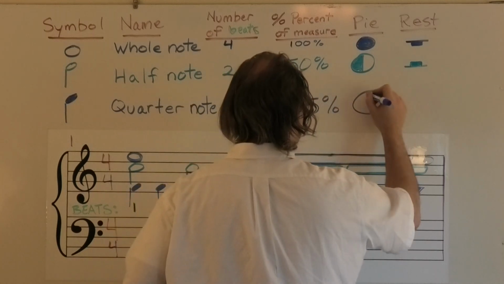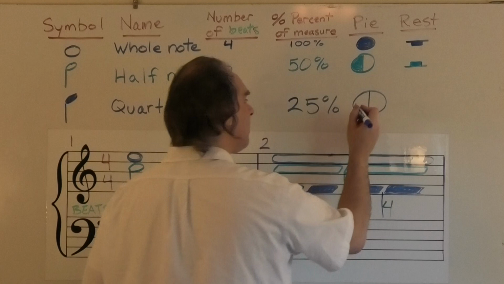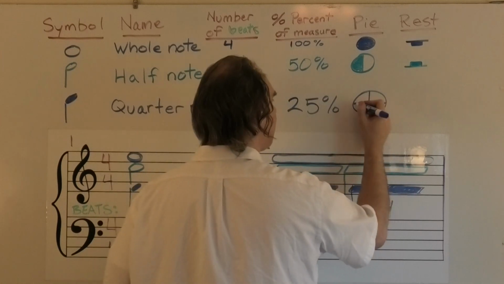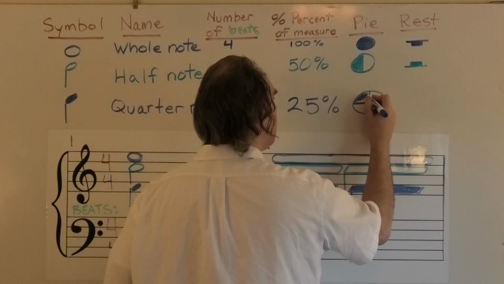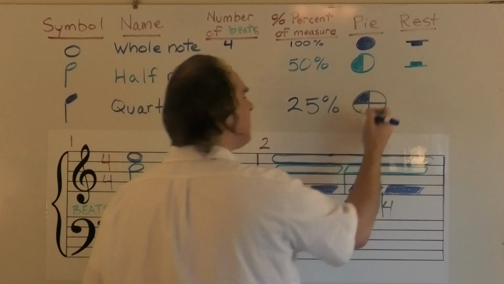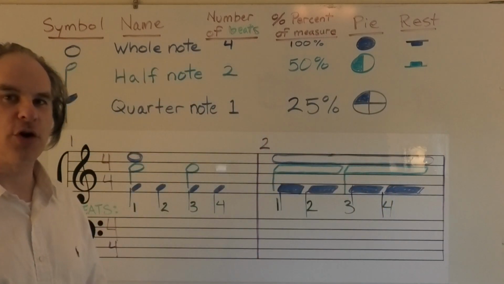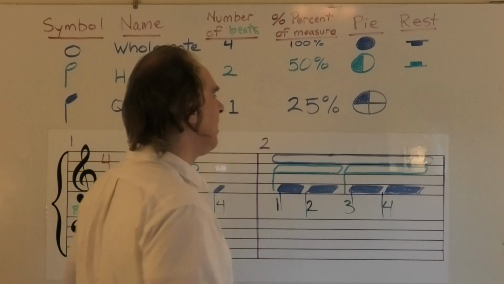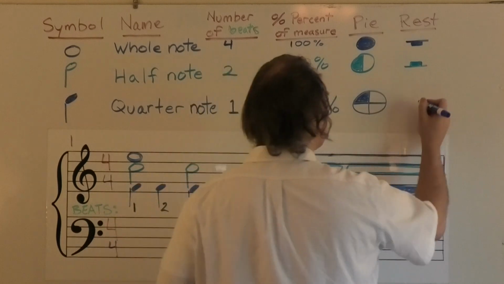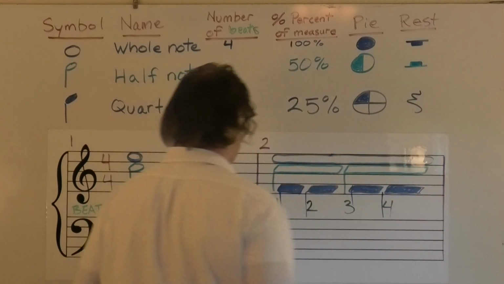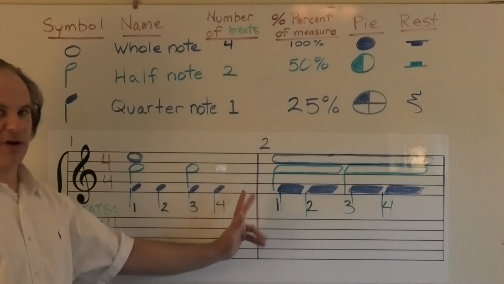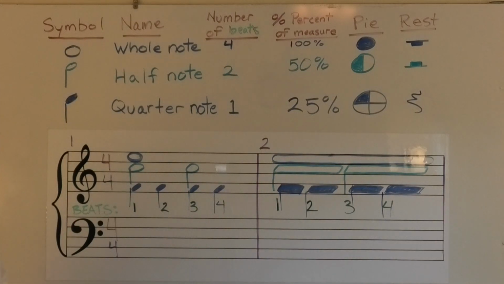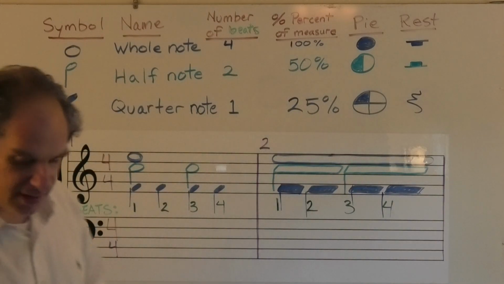And a quarter note pie looks like this. We cut the pie in half, we cut the pie in half again, we shade one of the 4 pieces. If you cut the pie into 4 equal parts, each part is called a quarter. Say quarter. Quarter. Good. And that's a quarter. And a quarter rest looks like this. So there's 4 quarter notes in 1 bar of music. Very well.